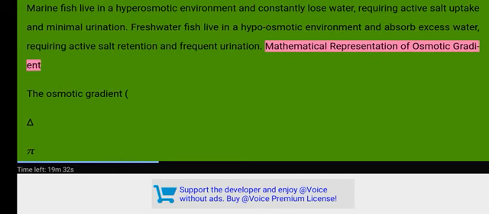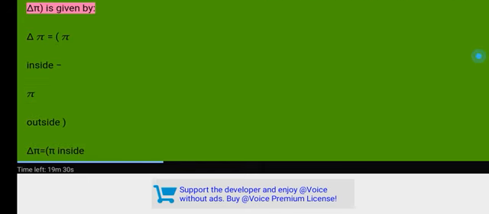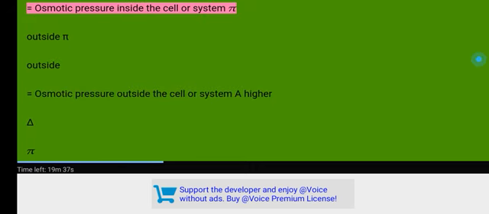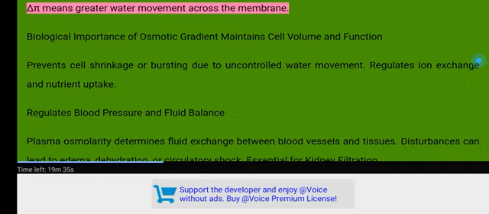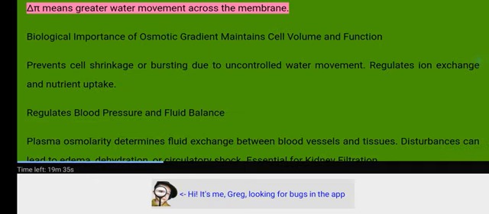Mathematical representation of osmotic gradient. The osmotic gradient, delta pi, is given by delta pi equals pi inside minus pi outside, where pi inside equals osmotic pressure inside the cell or system, and pi outside equals osmotic pressure outside the cell or system. A higher delta pi means greater water movement across the membrane.